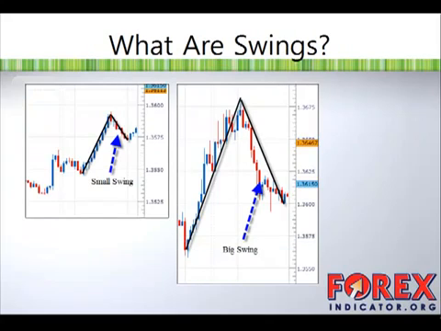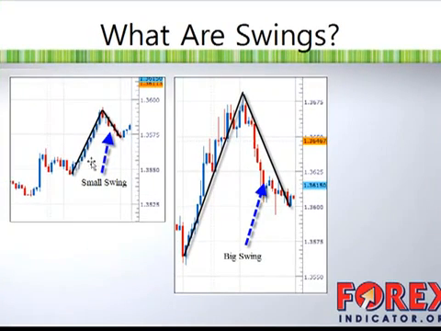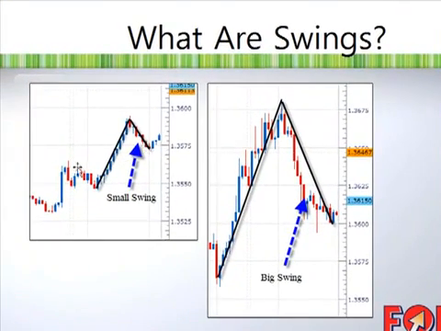So what exactly is a swing? If you are going to trade the swing, basically you need to know what exactly a swing is. A swing is basically this N shape or V shape candle pattern. Can you see that? This N shape, we call it a small swing. Can you see the movement is very small? This is a big swing. Can you see this N shape?